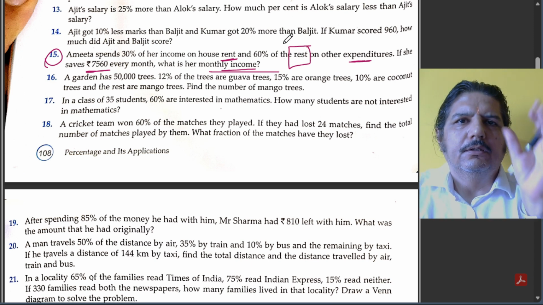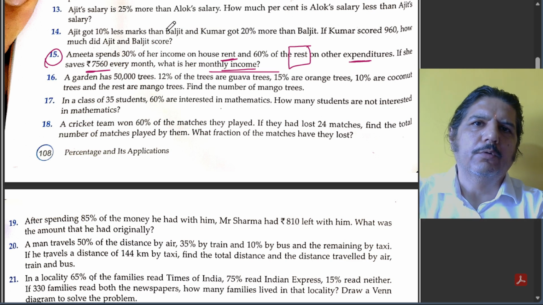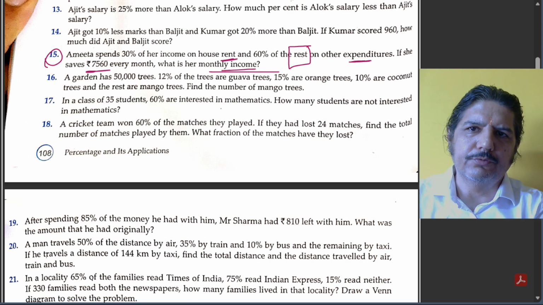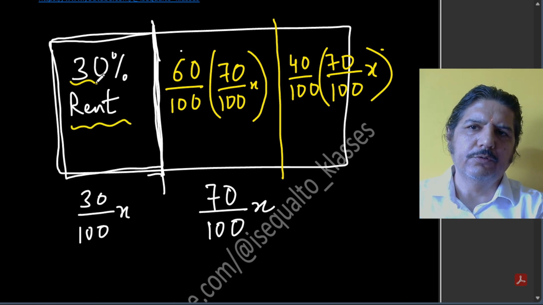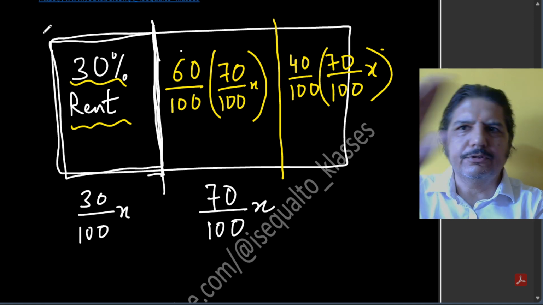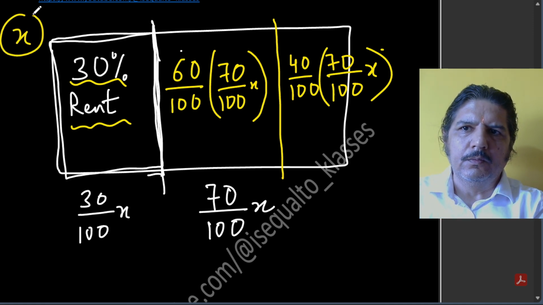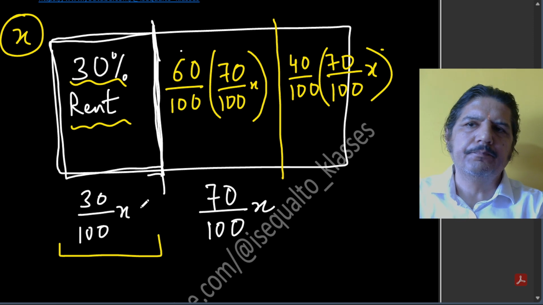Now, this is a bit confusing question, so we'll try to understand this slowly. Whatever she earns, 30% goes to house rent. So, let me assume that her total earning is X. So, 30% of X, this is rent.